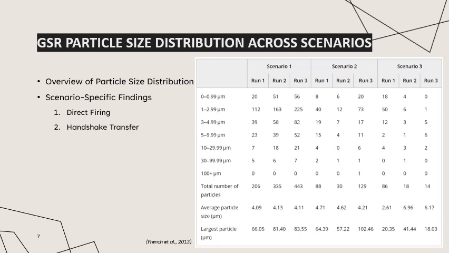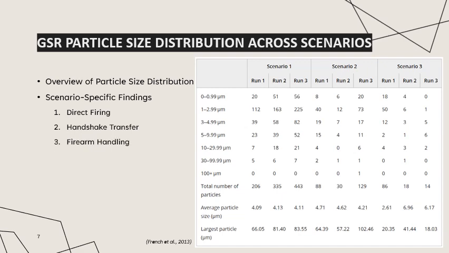In scenario 2, you've got the handshake transfer, a diverse range of particle sizes, including notably large particles, with one instance of a particle measuring 102.46 micrometers transferred during a handshake. So this highlights that significant and sizable gunshot residue particles can be transferred through direct human contact.